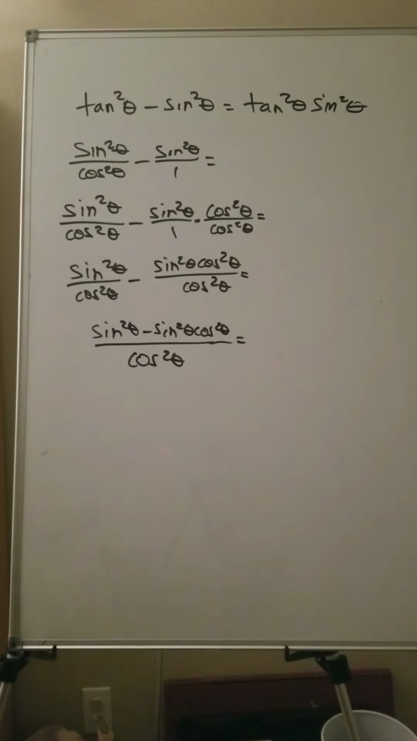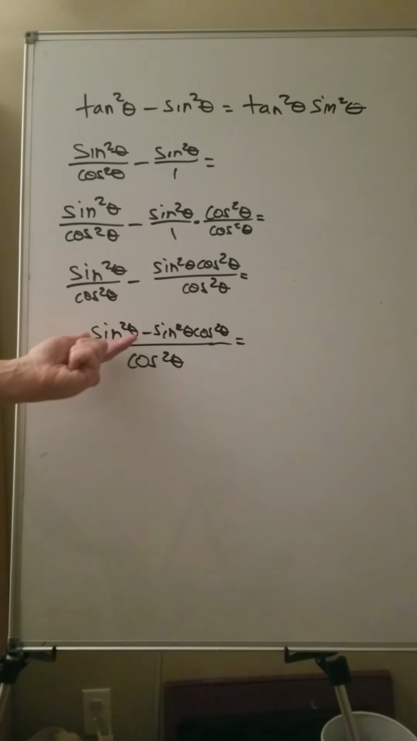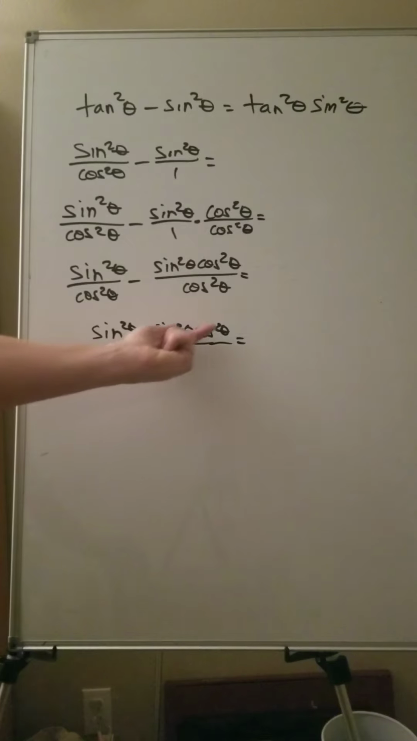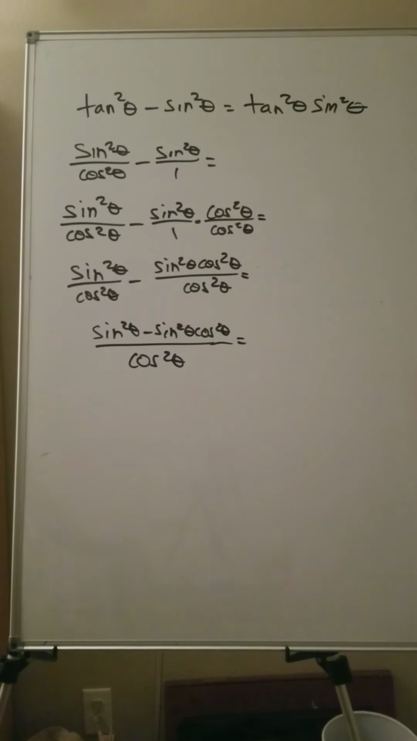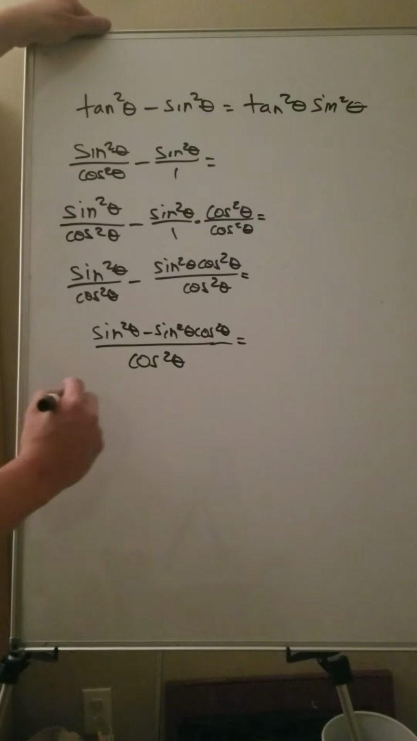So now I'm looking on top. I have two terms. I have the sine squared theta term, and then I have this larger term of sine squared theta times cosine squared theta. Well, they have something in common. They have a greatest common factor of sine squared theta. So maybe I can factor that out. Maybe that'll take me somewhere.